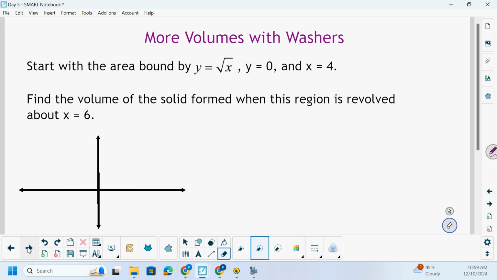All right, we'll go over to our notes packets for day 5. We're going to work some more with washers today.